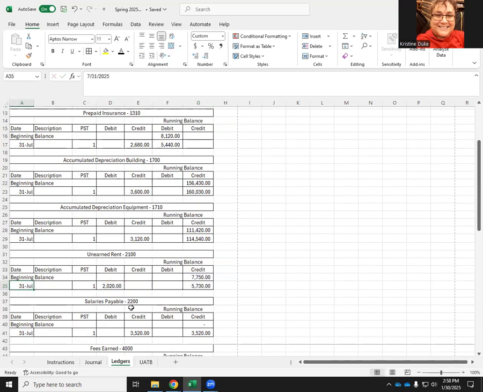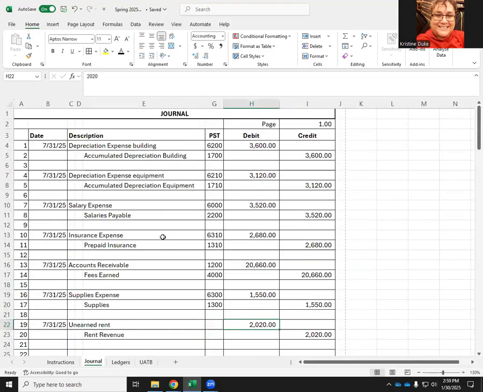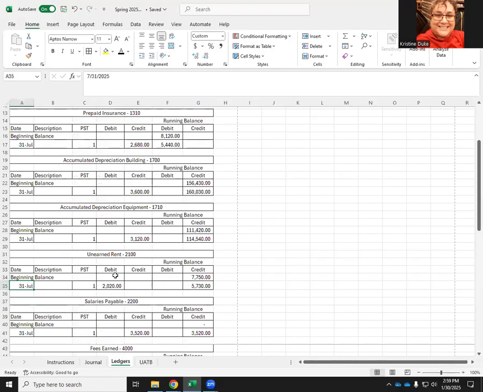Okay, there we go. Actually, based on the way this is reading, it says rent unearned at July 31st, 2020 is 2020. That doesn't mean all we earned was 2020. What that means is 7,750 minus 2020, 5,730. That's what it should be. Okay, so let's come back over here. And where's that? 5,730. There we go.